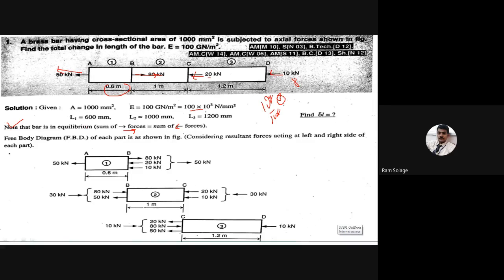Don't draw this free body diagram. First of all, draw the free body diagram for section 1.